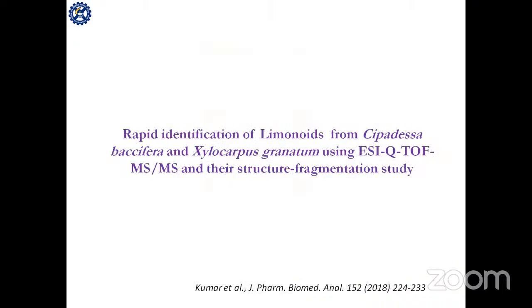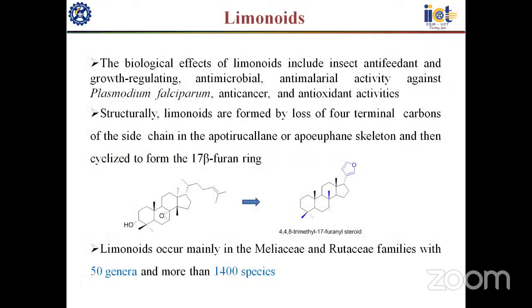So this is our recent work where we have isolated and identified different limonoids from two species called Cipadessa baccifera and Xylocarpus granatum. These two plants belong to the Meliaceae family. We have identified different limonoids based on the mass fragmentation using ESI QTOF MS/MS, and structural fragmentation study has also been done. This was published recently in 2018 in JPBA.